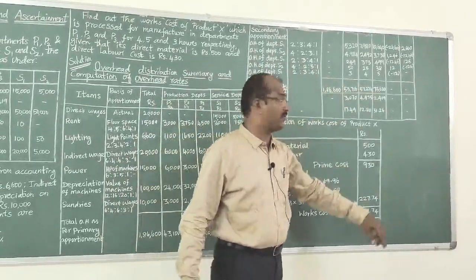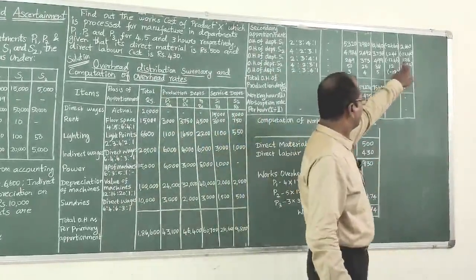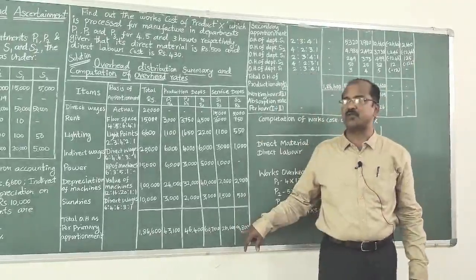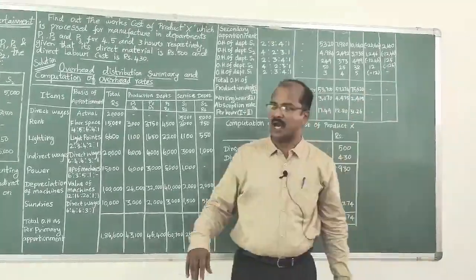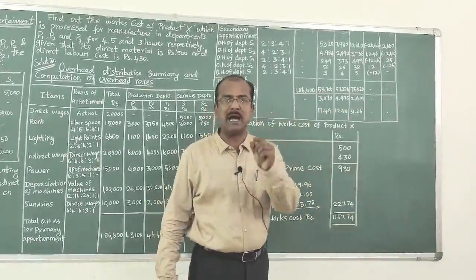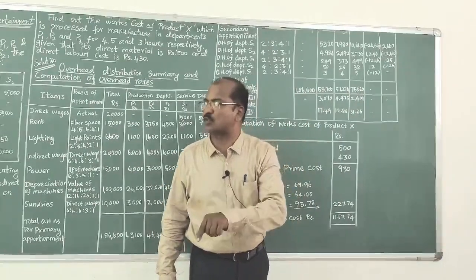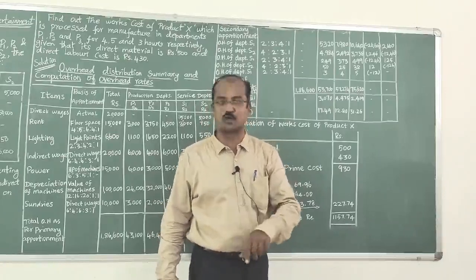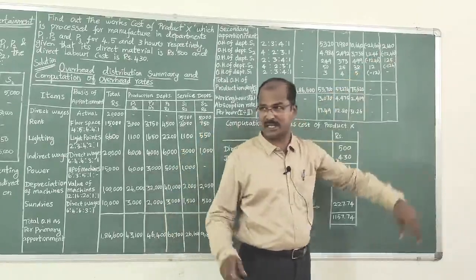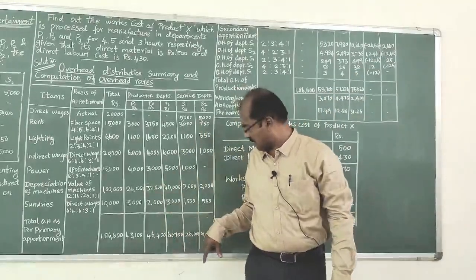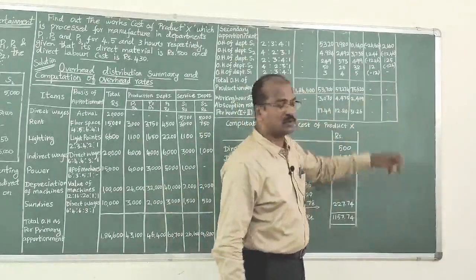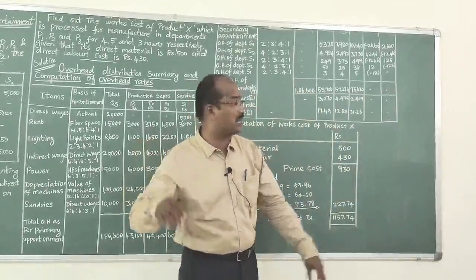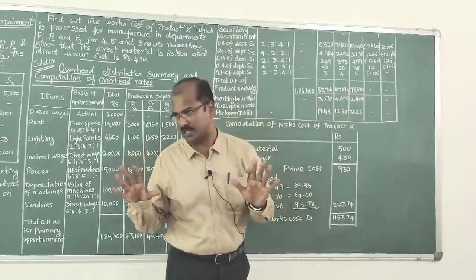What is the total overhead of S2 department? See, it comes to 12,460. How? In the earlier stage we had 9,800. Now we have reapportioned the overhead of S1 department not only to the production departments, but to S2 also. It comes to 2,660. If you add 9,800 with 2,660, the total overhead of S2 at this stage comes to 12,460.